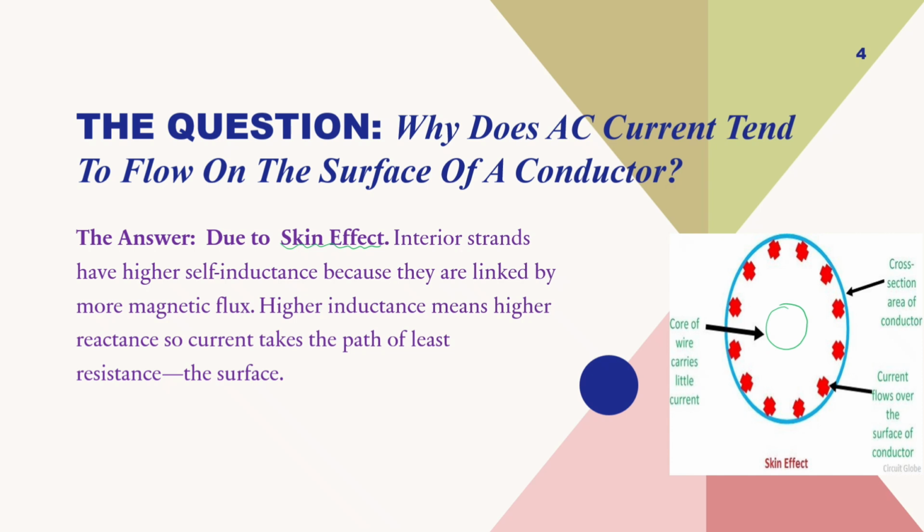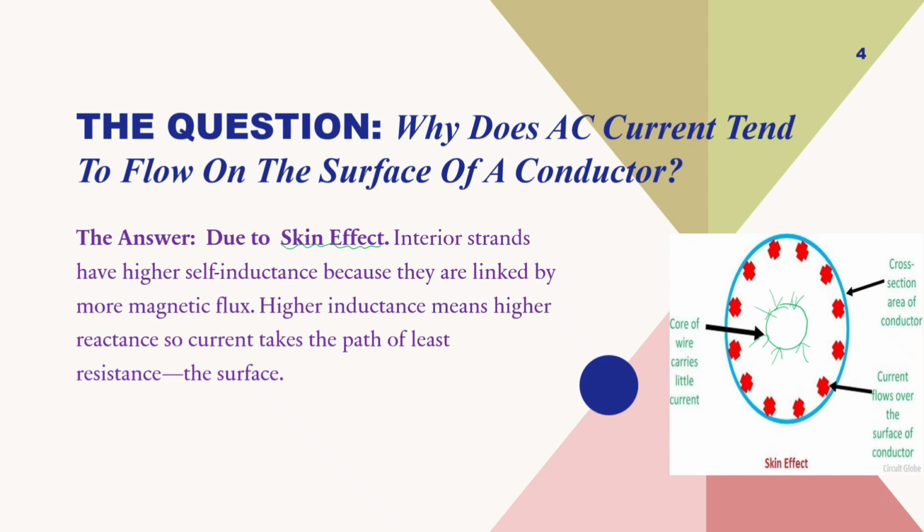Why? Because when AC current flows, the lines of magnetic flux will generally surround the conductor, especially near the core of the conductor. So here we'll have some lines of force which are surrounding the core of the conductor.